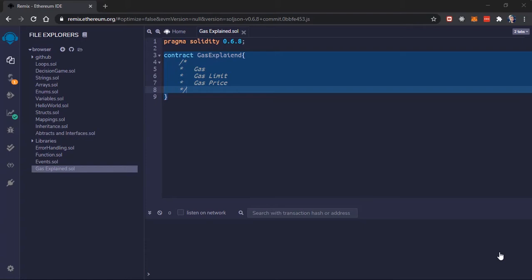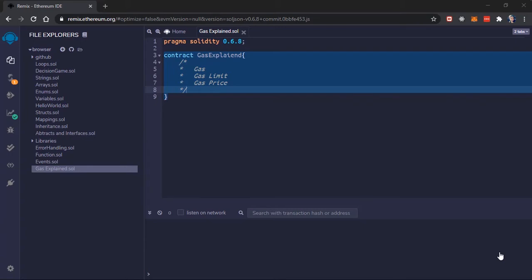What is gas? Gas is a unit that measures the amount of computational effort that it would take to execute certain operations like changing or modifying state variables, and calling functions. Every single operation that takes part in the Ethereum blockchain takes some amount of gas. Gas is what is used to calculate the amount of fees that need to be paid to the network in order to execute such operation.